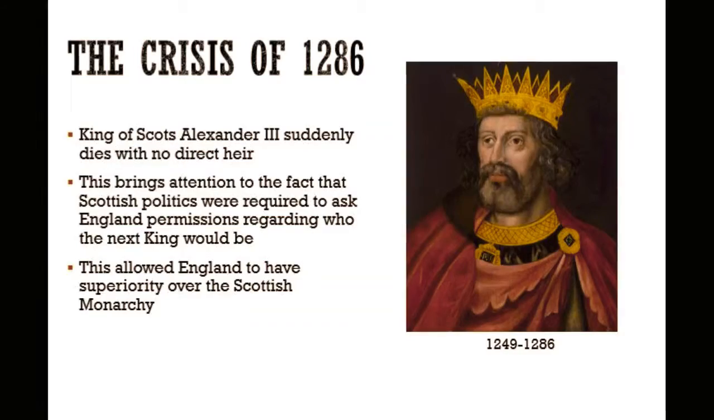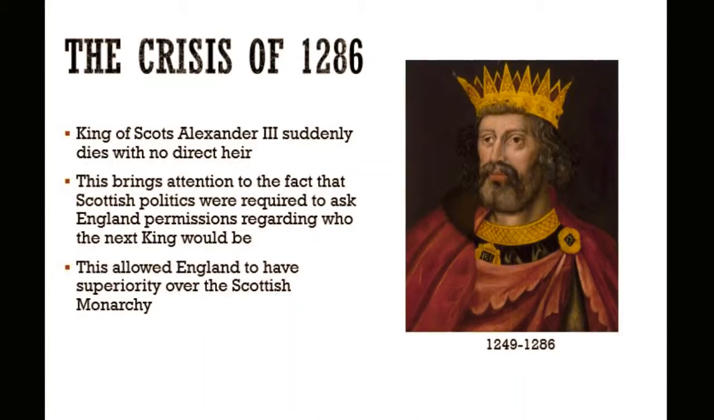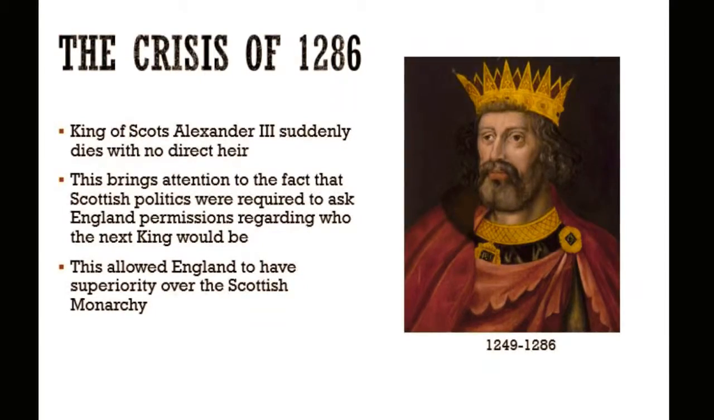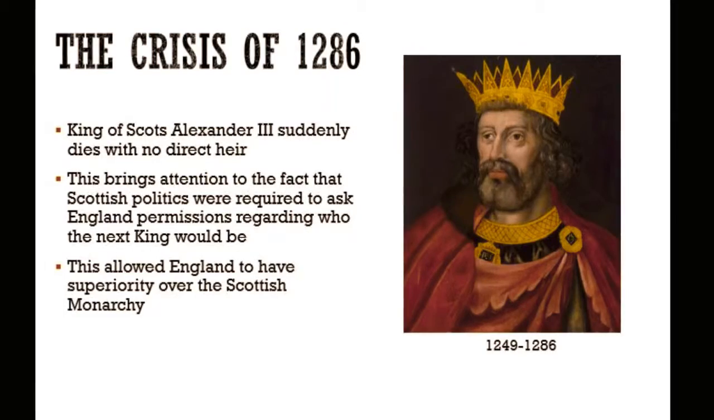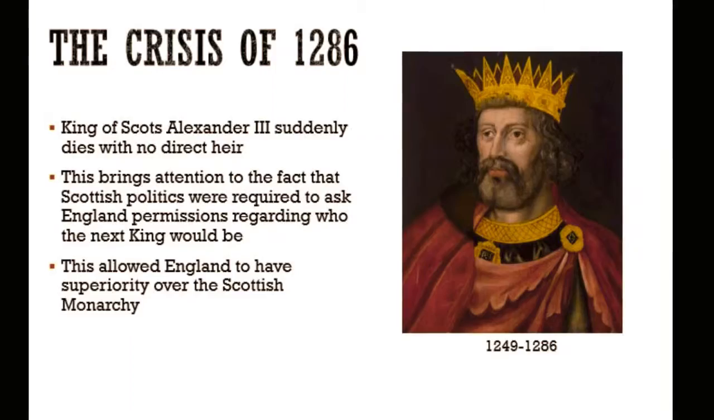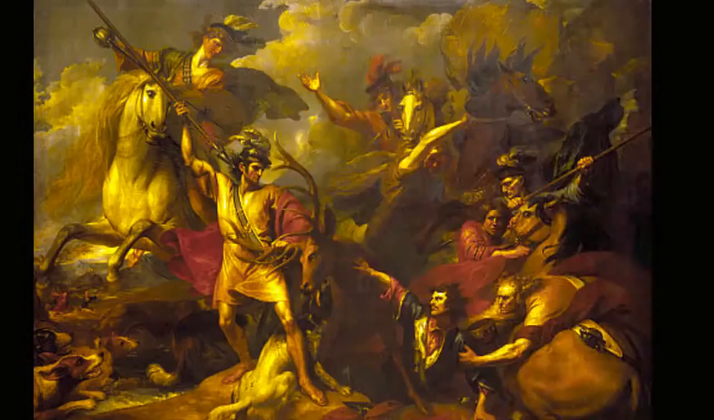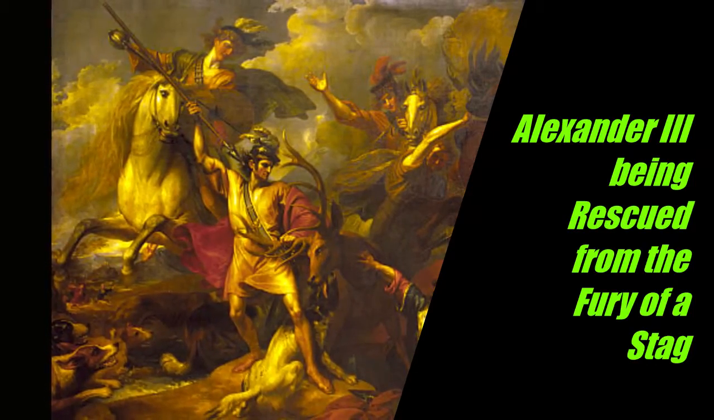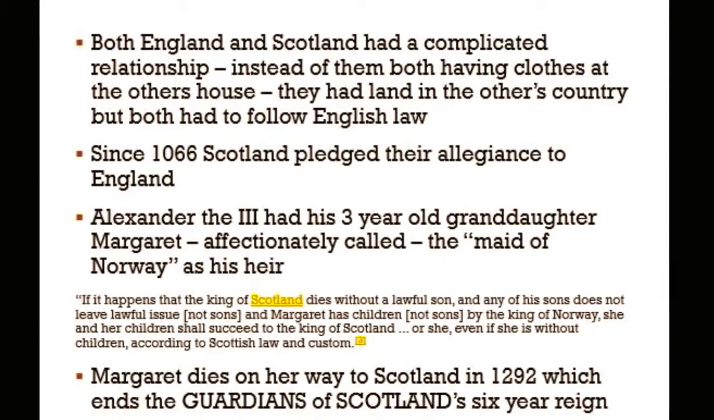We're back to good old England. So what's going on at the moment? Let's talk about it, because we're going to head to good old Scotland. The crisis of 1286: King of Scots Alexander III suddenly dies with no direct heir. This allows England to have superiority over the Scottish monarchy.